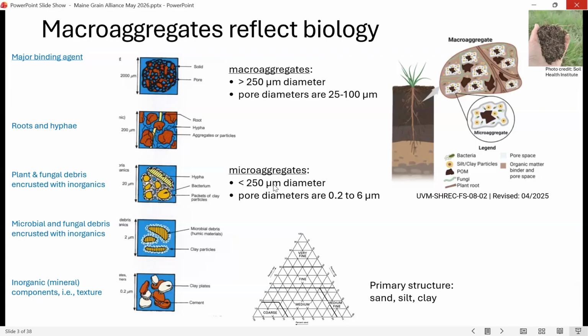We also can classify aggregates in a couple of general size categories. We have microaggregates that are defined here, and macroaggregates that are larger. For healthy soil, we really want a mixture of these and a diversity of ranges of sizes, and really push for larger ones because they're going to tell us we've got a nice balance with the biology.